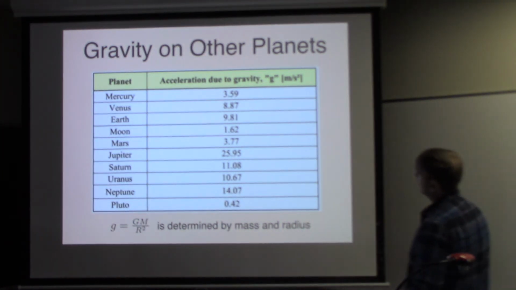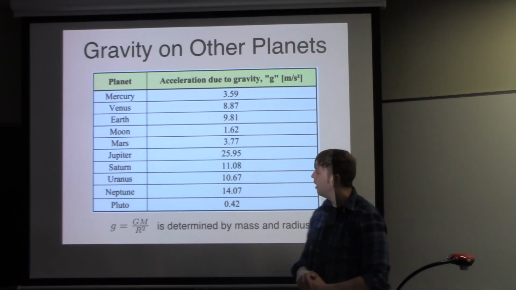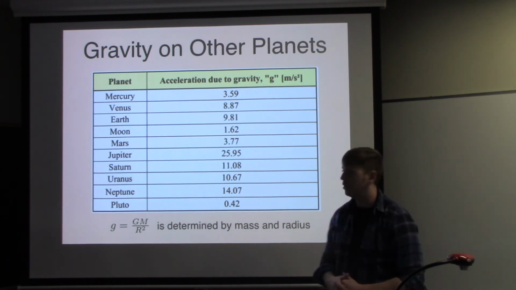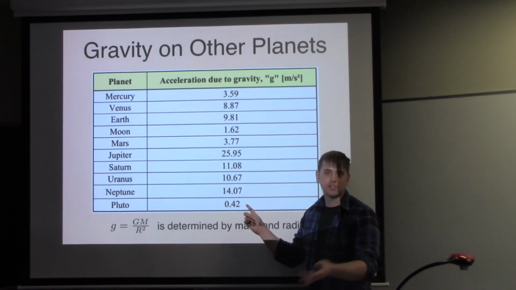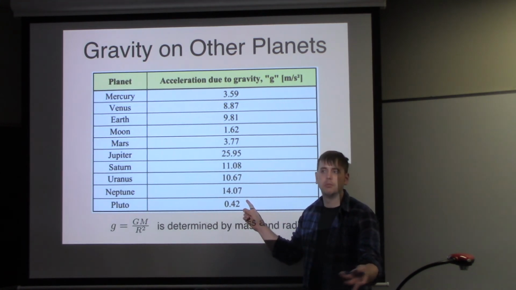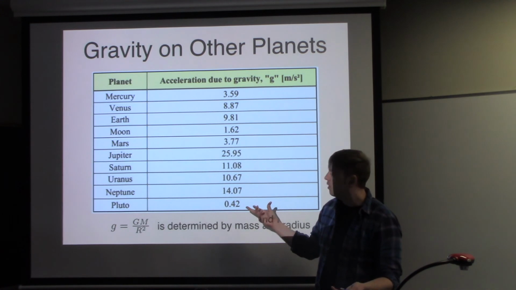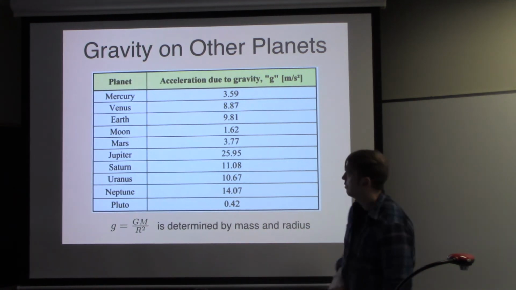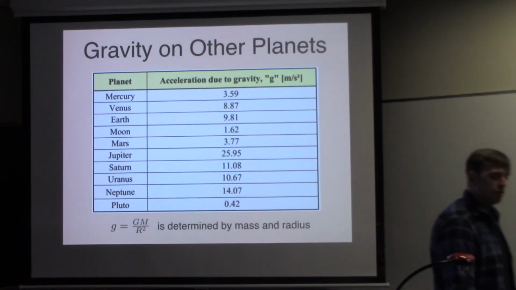If we go to a planet like Jupiter, absolutely ridiculous gravity there. 25.95 meters per second squared. And then if we go to Pluto, which is actually not even a planet, but let's put it on the list anyway, gravity is pretty pathetic, right? Only 0.4 meters per second squared. And again, all of these can be calculated using that formula that we just came up with.